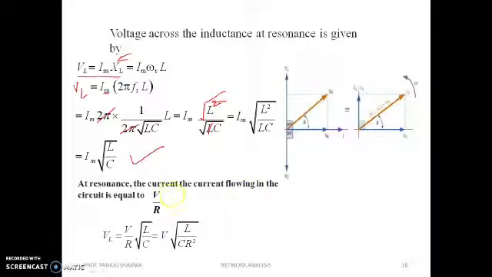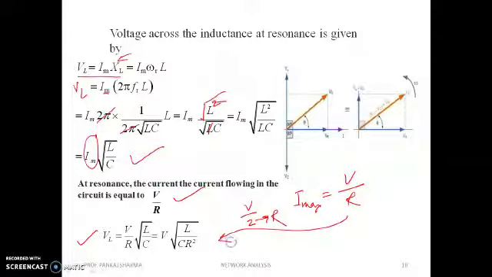At resonance, the current flowing in the circuit is equal to V upon R. So in VL, put the value of maximum current here, that is V upon R. It is actually V upon Z, but Z is here R. So the I maximum is here V upon R. Put this value here, so we'll get VL is equal to V by R into root L by C. Or bring this inside the under root, that is VL is equal to V into under root L upon C R square. So easy it is.